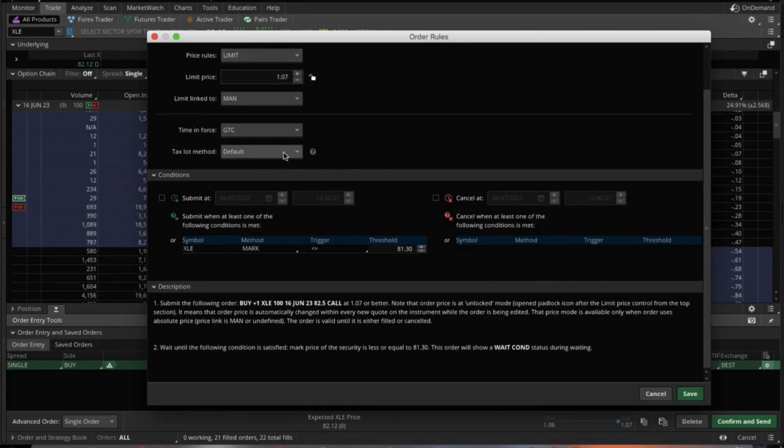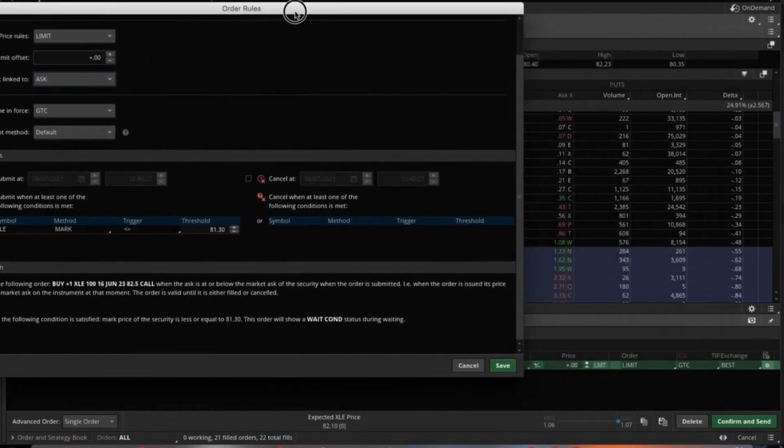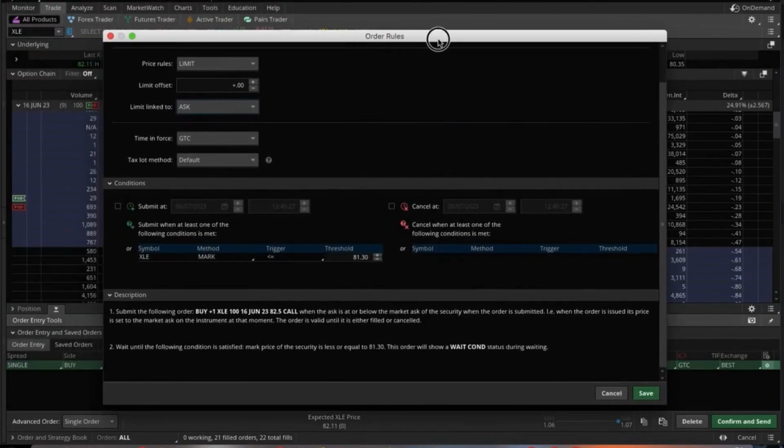Because we don't know what the price of the call is going to be, right now it's at 107, but that's not going to be 107 when the price goes lower. So we're going to say buy the ask, good till cancel. You can see there's a very small spread here between 106 and 107, so I'm not going to haggle. I'm saying buy the ask, buying it at the 107 as an example.